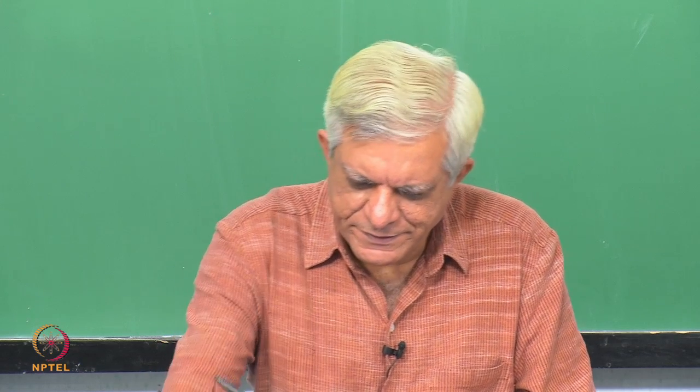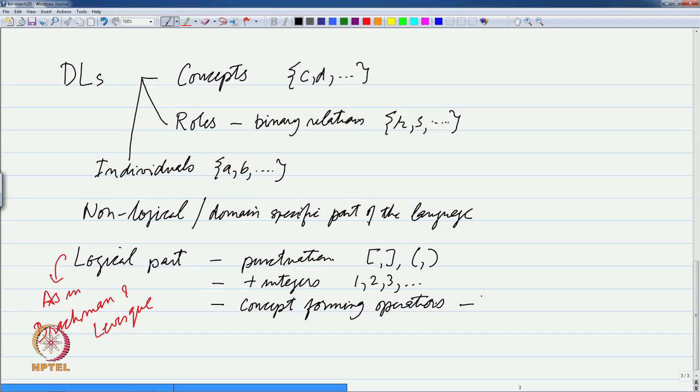So, there are just 4 operators and these are concept forming operators. The basic idea is that you want to be able to describe concepts in terms of other concepts. So, people also say that DL is a logic of noun phrases.